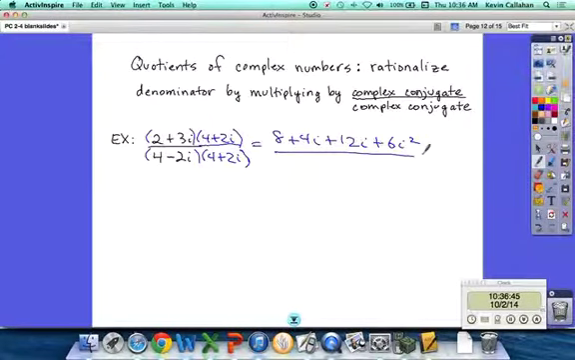And when we do the denominator, you could think of it like a FOIL, but the middle terms, the O and the I, are going to cancel each other out. So all you really need to do are the first terms and the last terms. 4 times 4 is 16, and negative 2i times positive 2i will be negative 4i squared.